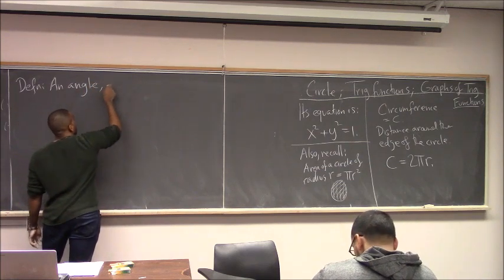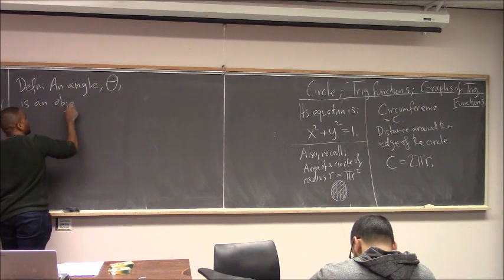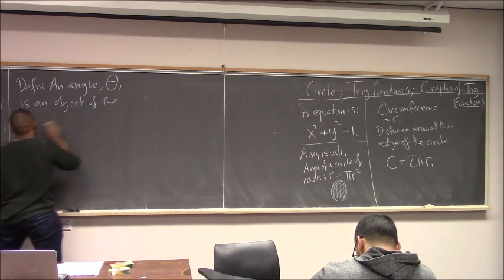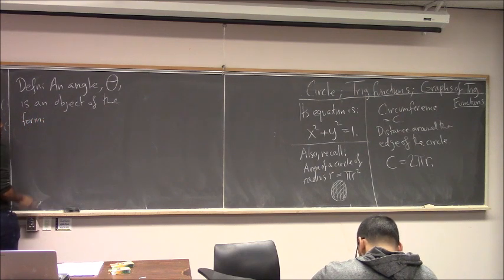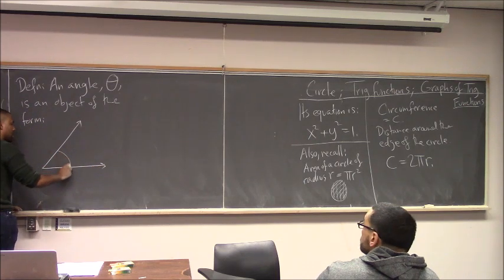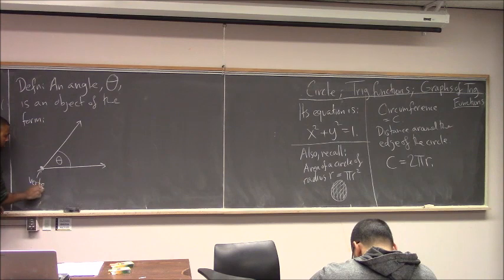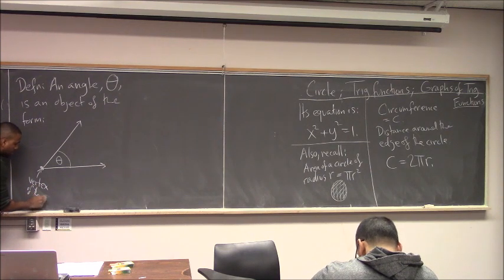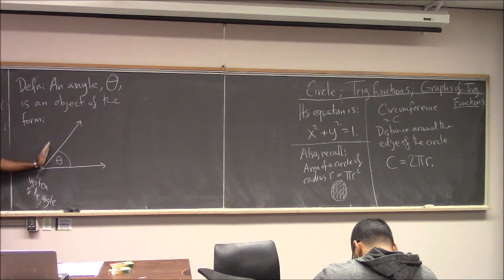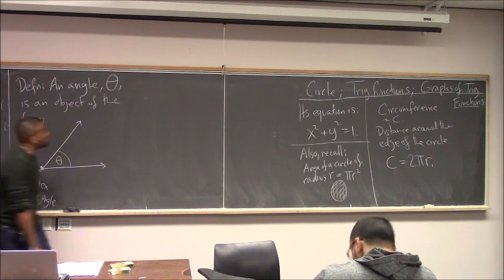An angle, let me call it theta: take two lines that meet at a common point. A measure of the space between them is called an angle. The point where they meet is called the vertex of the angle. And a measure of how far these lines are apart in terms of the space in between them, we call that an angle. And we have several ways to measure this.